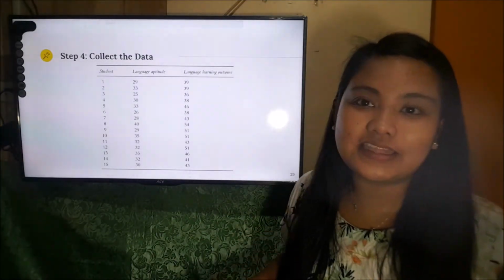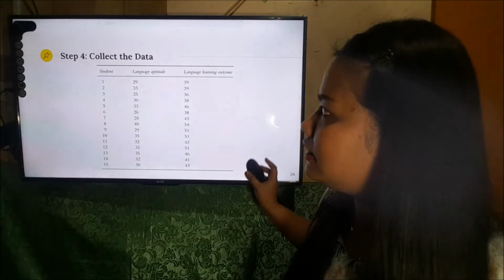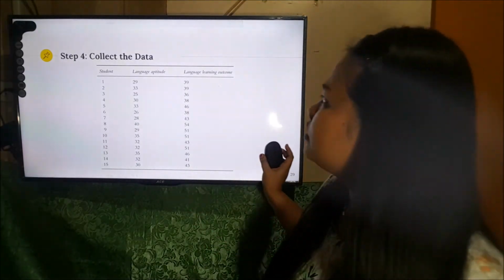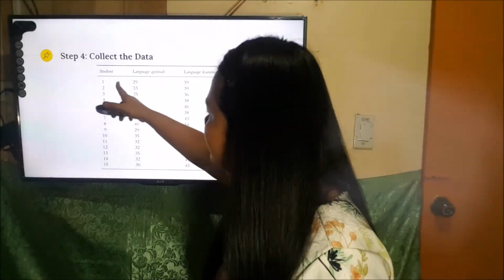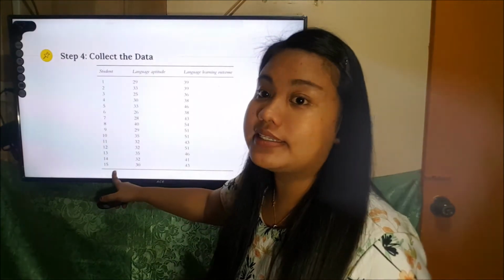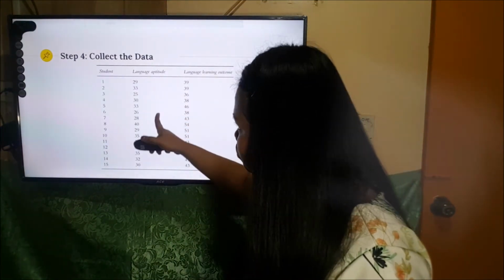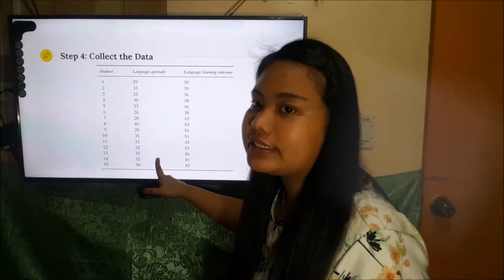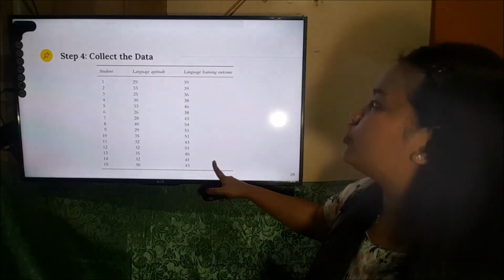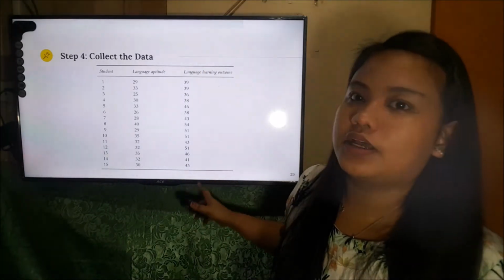Step 4 is to collect the data. So this is our data from Turner's book. We have 15 students and these are their scores for the aptitude test, and these are their scores for the final test. Okay.